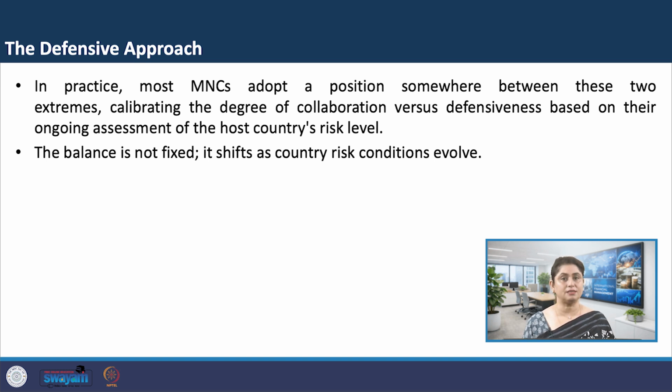A country that is safe and collaborative today may become more volatile tomorrow, requiring the firm to adjust its strategies. A country that is currently high risk may undergo political change, reform its institutions, and become more hospitable, allowing the firm to progressively shift towards a more collaborative orientation. Country risk management is therefore not a one time decision at the point of investment; it is a continuous, dynamic process of assessment and adaptation.